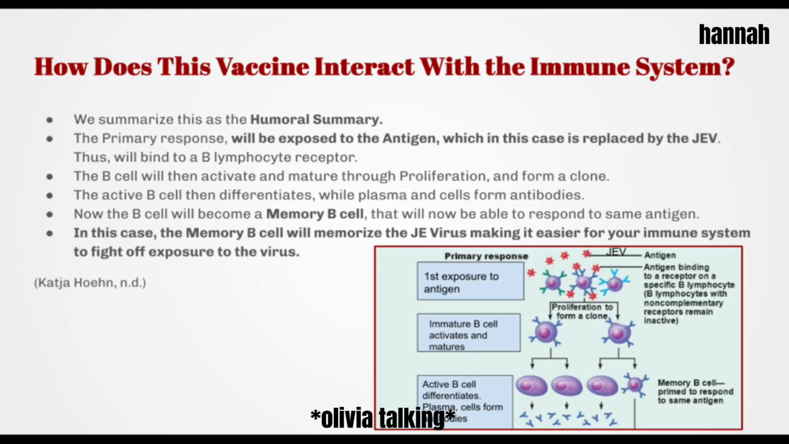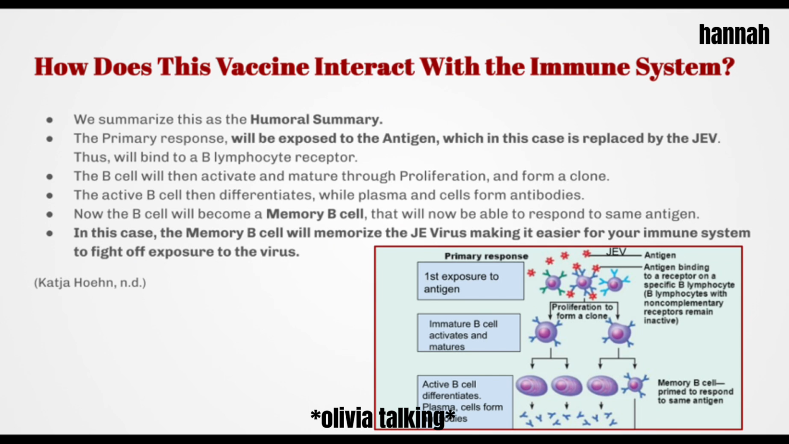How does this vaccine interact with the immune system? We summarize this as the humoral system. The primary response will be exposed to the antigen, which in this case replaces the JEV. Thus, it will bind to the B lymphocyte receptor. The B cell will then activate and mature through proliferation and form a clone. The now active B cell then differentiates, while plasma and other cells form antibodies.